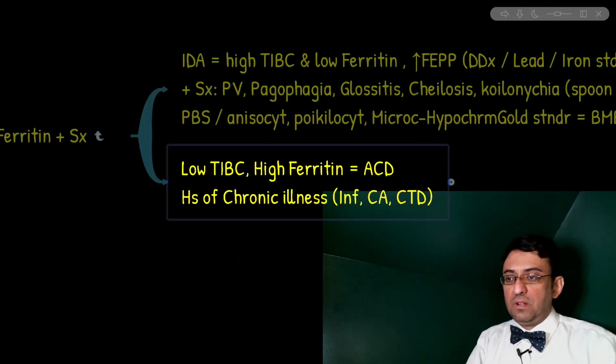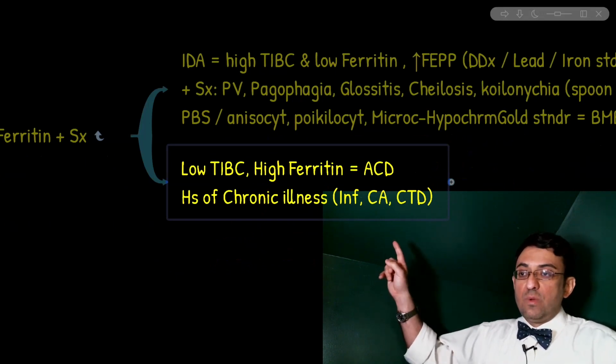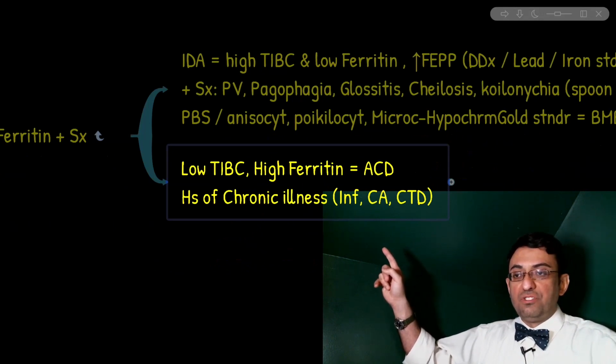So, put it simple, the levels of TIBC and ferritin would help us differentiate a microcytic anemia with low serum iron and low transferrin saturation. In the anemia of chronic disease, we have low TIBC and high ferritin. The opposite happens in iron deficiency anemia.